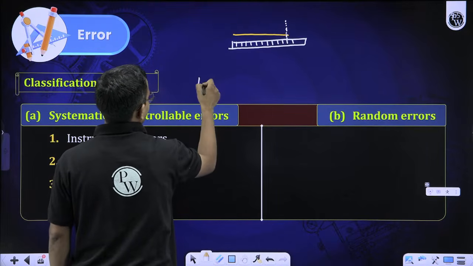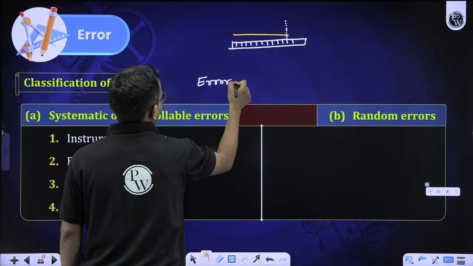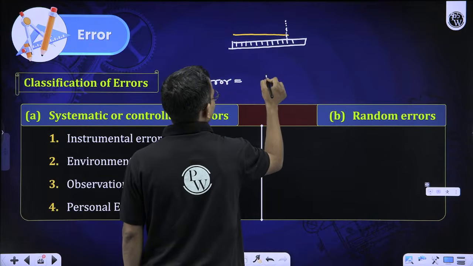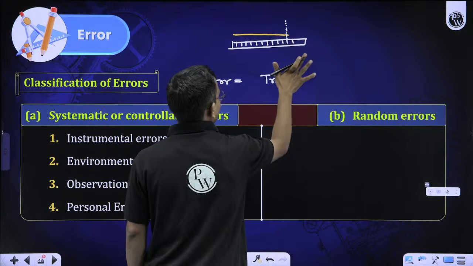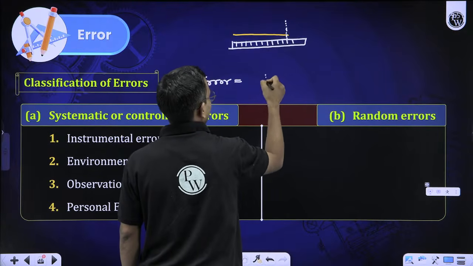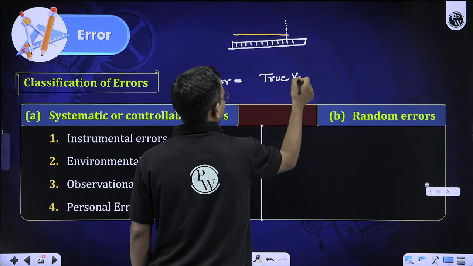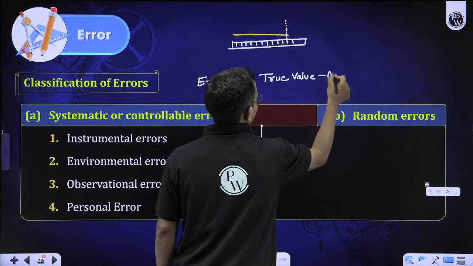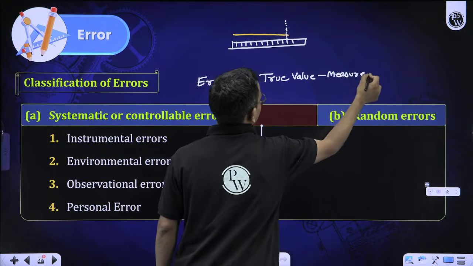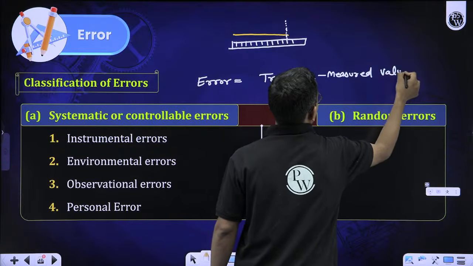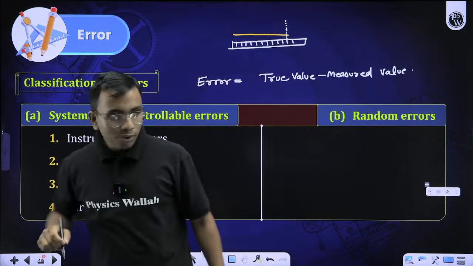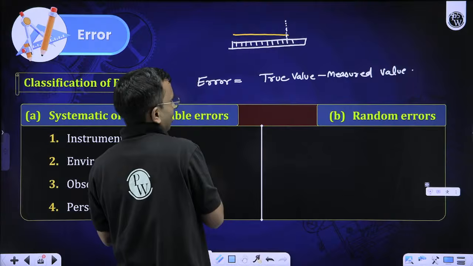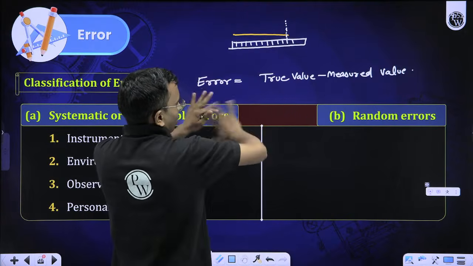Let me write, error is basically equal to the difference between the true value and the measured value that you are measuring. True value and the measured value. Now when I'm generally talking about, I'm just talking about the difference.